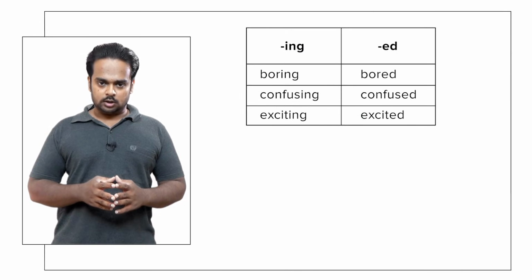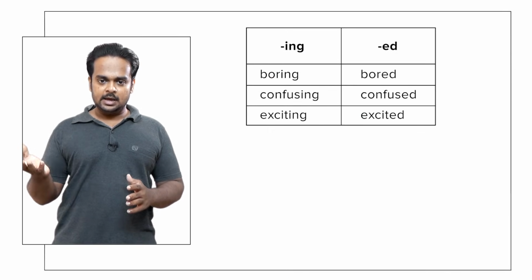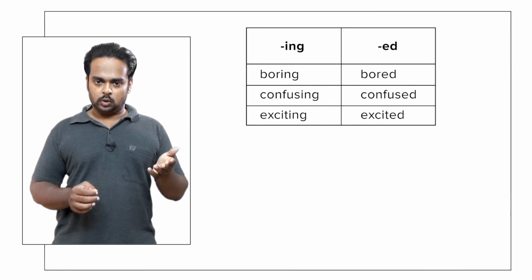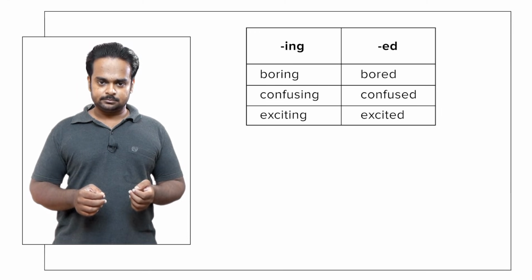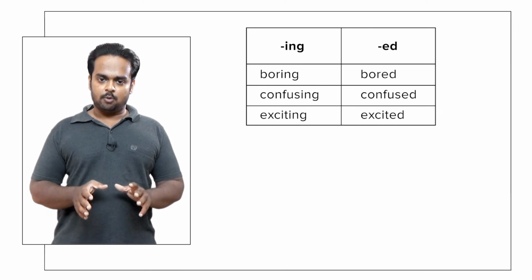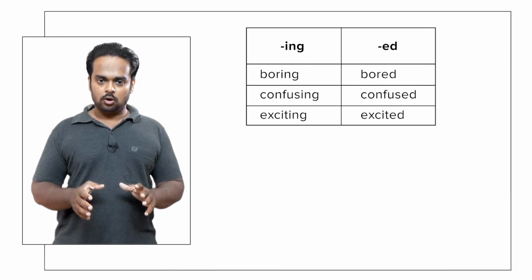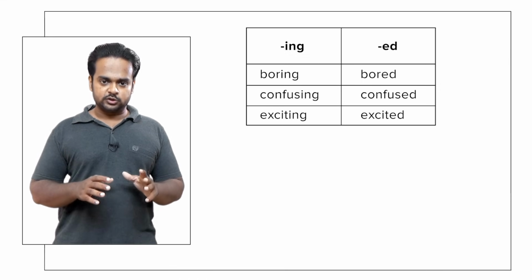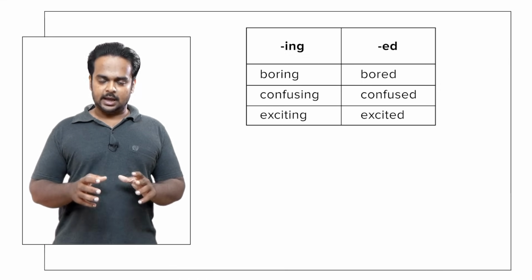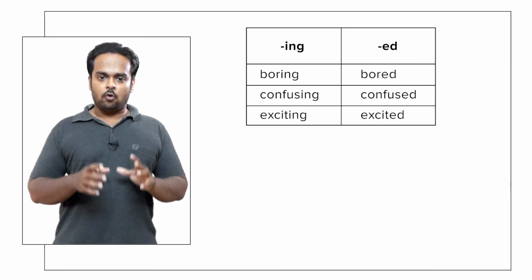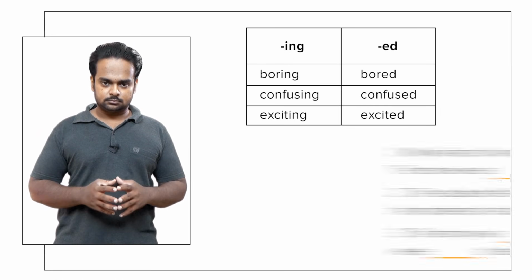Have a look at this chart. On the left, you see 3 ing adjectives, and on the right, 3 ed adjectives. The adjectives boring and bored are formed from the verb bore, confusing and confused from the verb confuse, and exciting and excited formed from the verb excite.